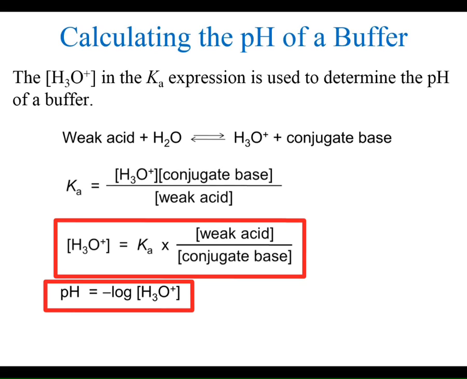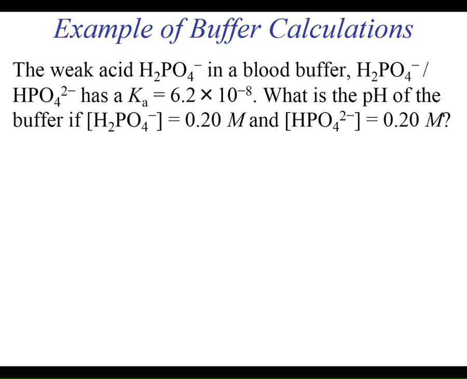Okay, so let's look at this. Let's do an example. The weak acid H2PO4 negative, that's in your blood. It's part of a buffer between H2PO4 negative and HPO4. The Ka of that is 6.2 times 10 to the negative 8th. So if I make a buffer where it's 0.2 molar of both, what will the pH be?